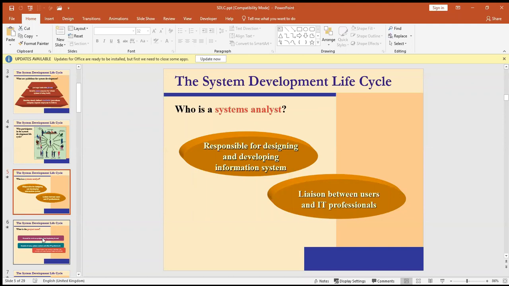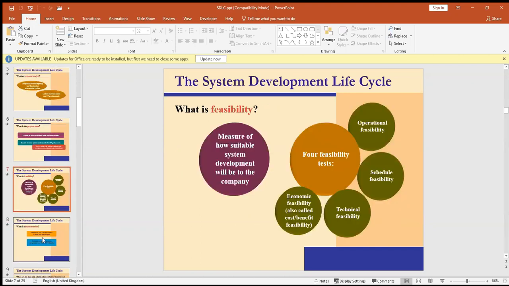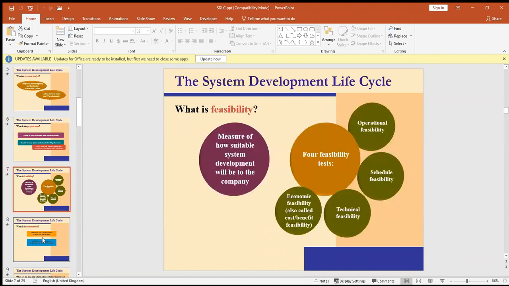So that is the role of a systems analyst. Then we have other players. While developing or implementing the system, you will find that we have other things that are supposed to be done in the background.